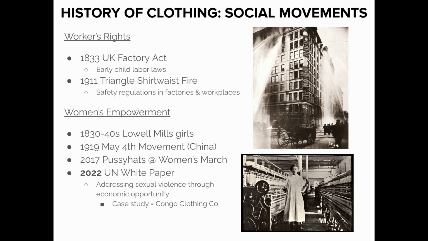In terms of women's empowerment, in the 1830s and 40s, we have the Lowell Mills girls. This is the first instance of a lot of women being able to strike out on their own in New England because they had their own source of income and could stand on their own two feet.